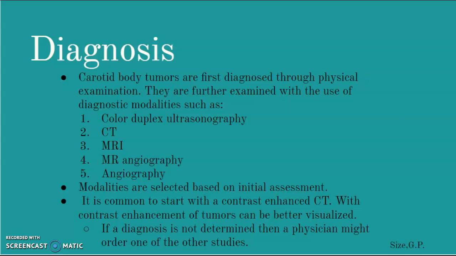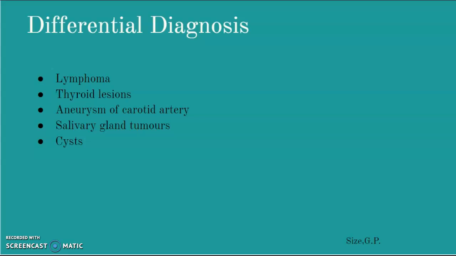So that's there. Now, differential diagnosis. These carotid body tumors can often be wrongly diagnosed as lymphomas, thyroid lesions, aneurysms of the carotid arteries, salivary gland tumors, or cysts. And these are just some of the things that aren't a carotid body tumor but can be misinterpreted as one.